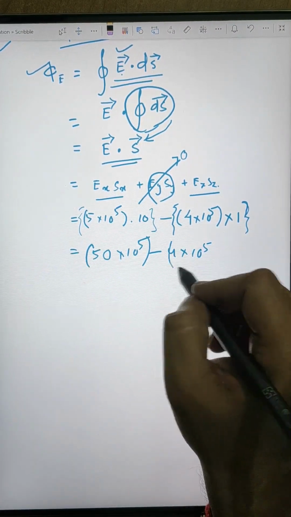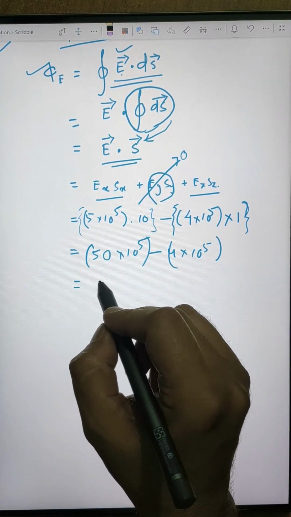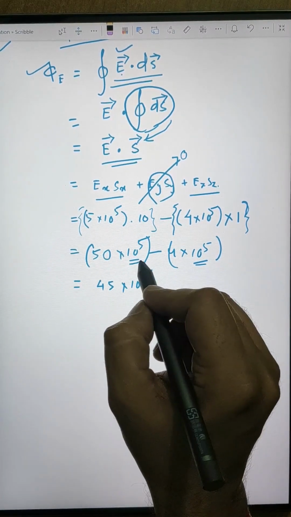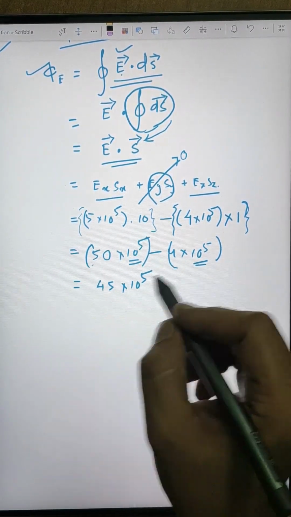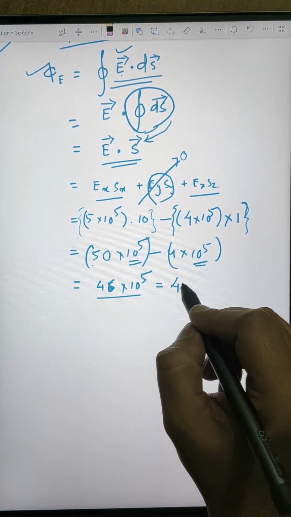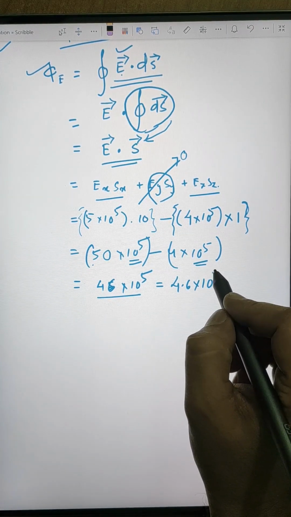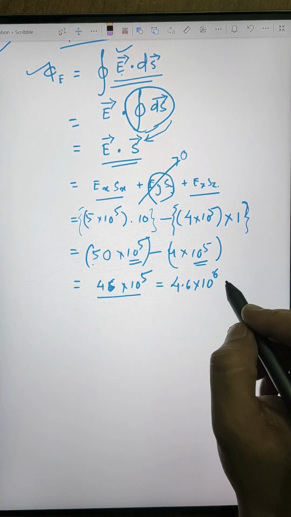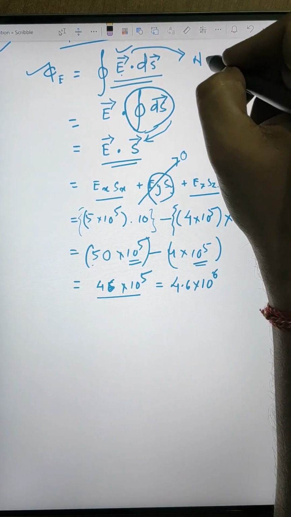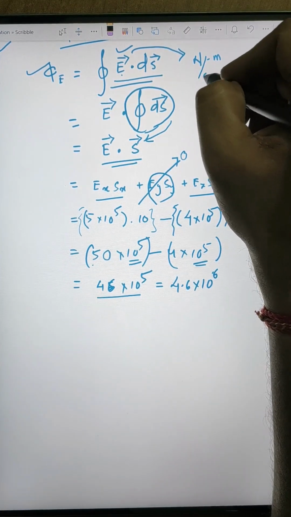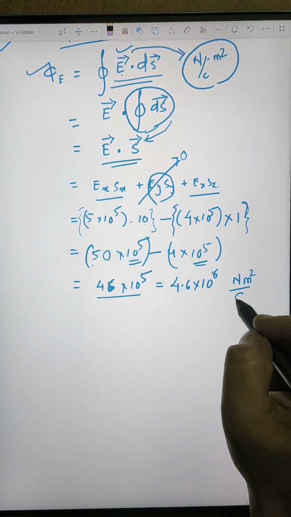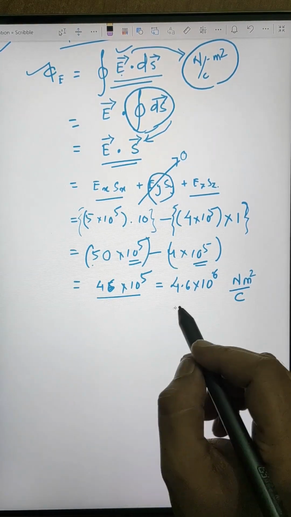Now look, with 10 to the 5 taken as common factor, it's simply 50 minus 4, which is 46, or you can write it in scientific form as 4.6 times 10 to the power 6. But what is the unit? The unit will be Newton per coulomb times meter square, that is, Newton meter square per coulomb. Okay, that's it. That's your answer.